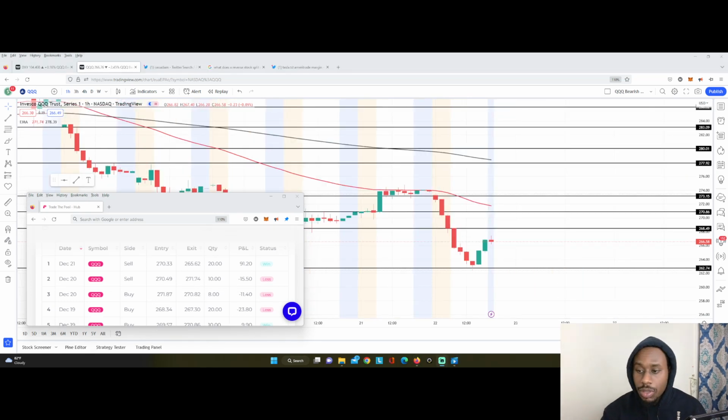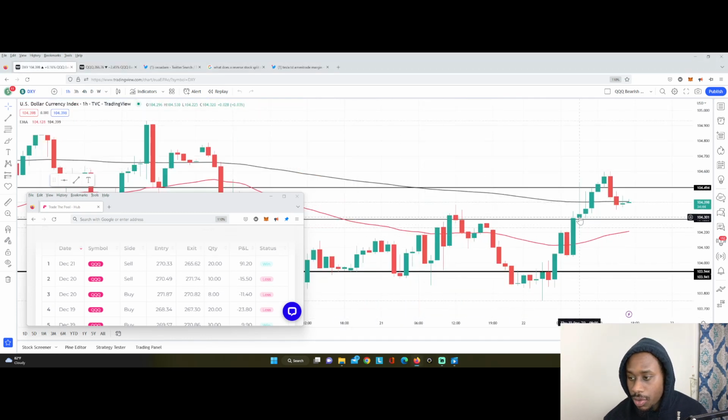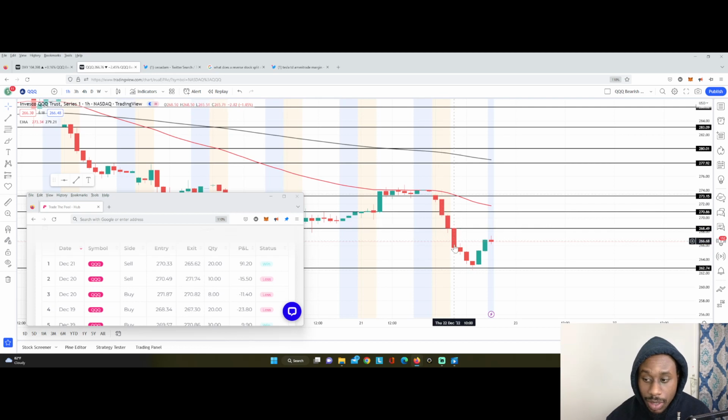So let me show you, basically at 9 o'clock, you can see what was happening. You have a big red candle here, and on the DXY, you have the break above resistance, and then it started to use resistance as support. So you saw the dollar going more bullish. You saw all of these bullish candles on the dollar that reflected with all of these red candles on the QQQ. So that was my trade down.